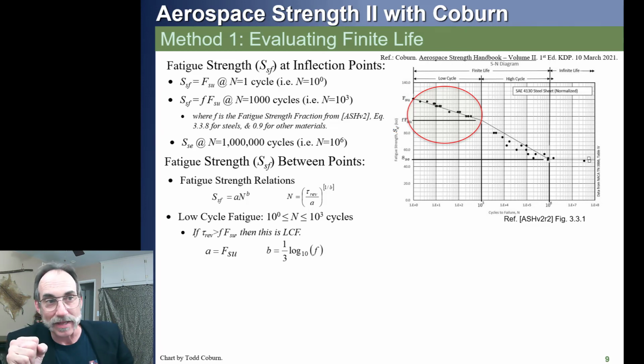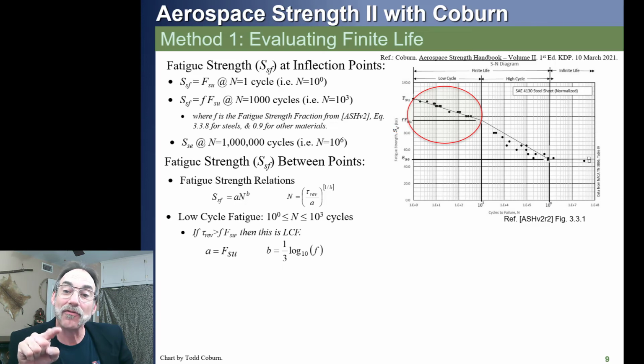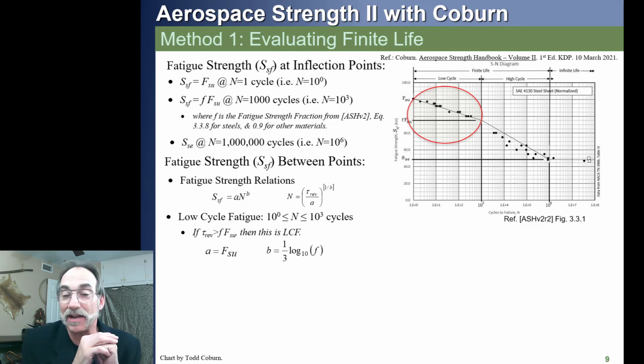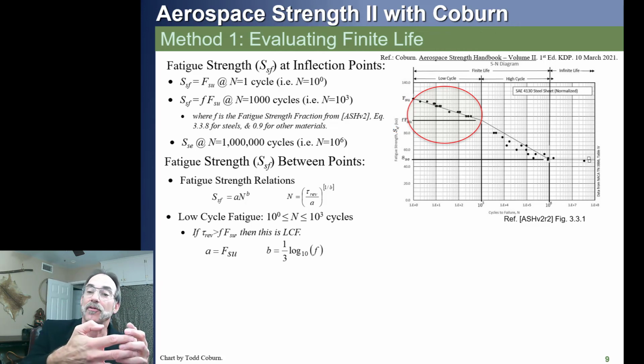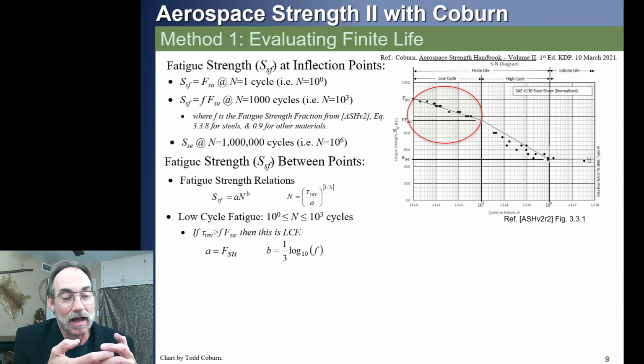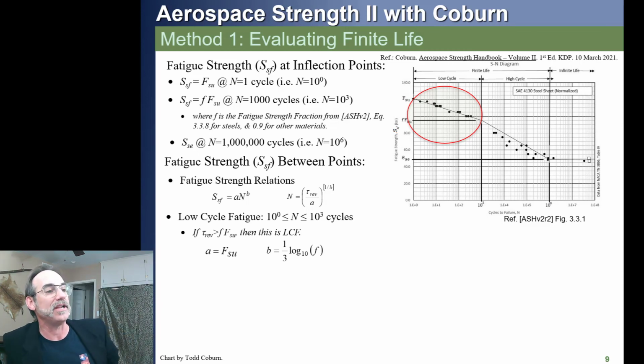Okay, so now how do we know if we're in this range? Well, there are a few ways to do this. The easiest way is to take your fully reversed stress level and compare it to FSU times our strength fraction, little f. If our fully reversed stress is higher than fSu, then we're in the low cycle fatigue range. If it is lower than fSu, then we're in the high cycle fatigue range. Using that criterion, we then can go and use these two coefficients. So our two coefficients for low cycle fatigue are shown here.